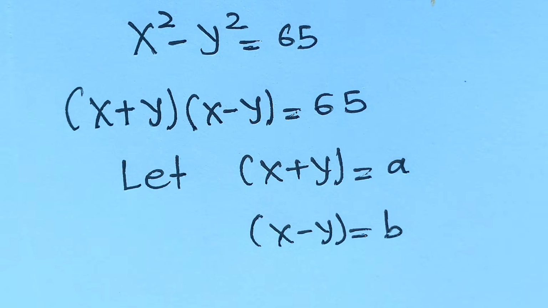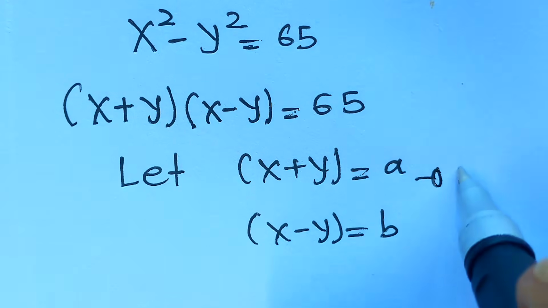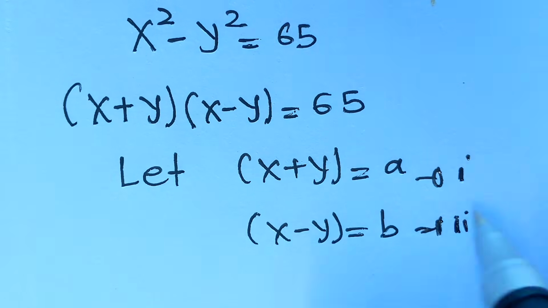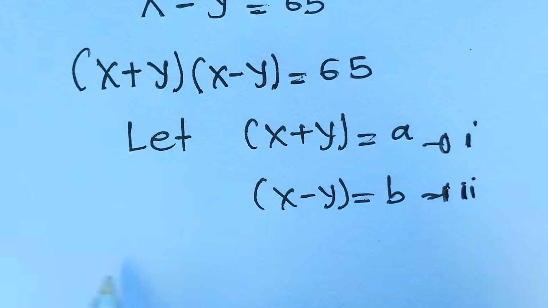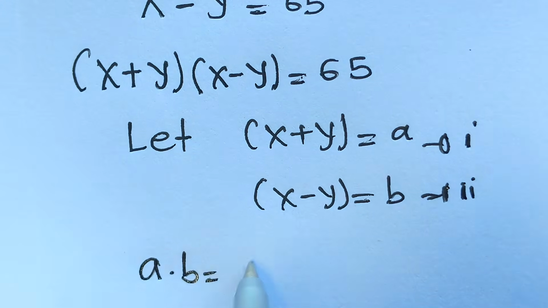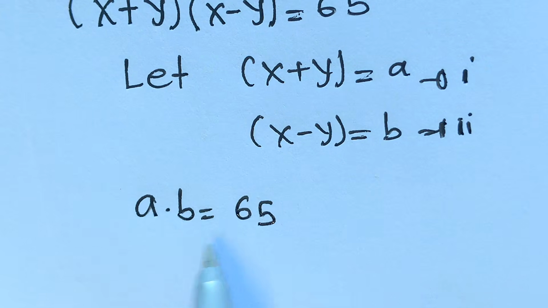We can choose whatever letters we want. Then we can say that this is equation 1, whereas this is equation 2. And of course, if we multiply a times b, we have a times b, which equals 65.